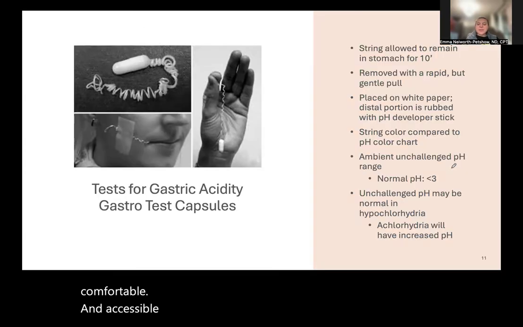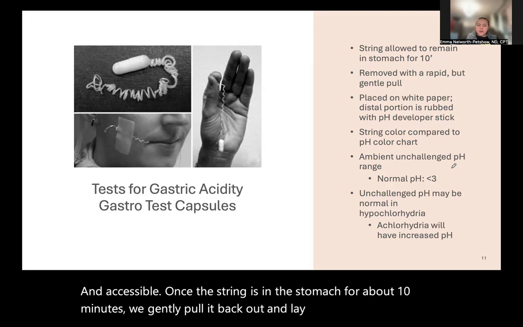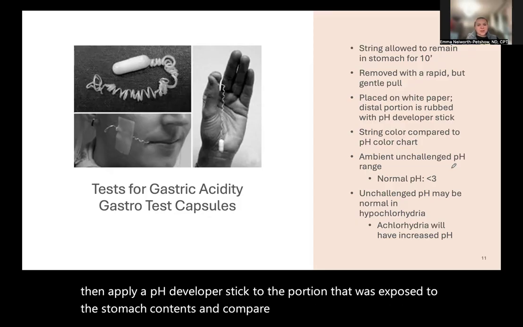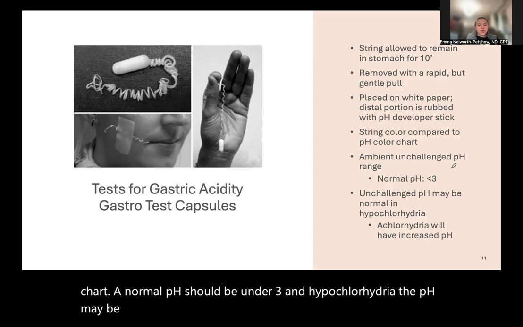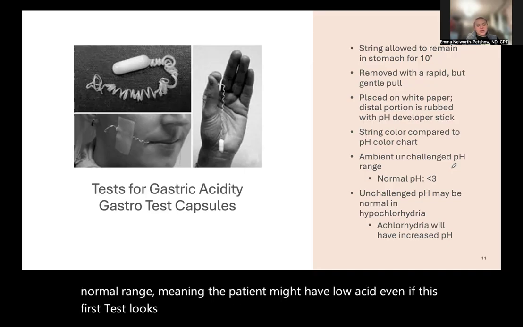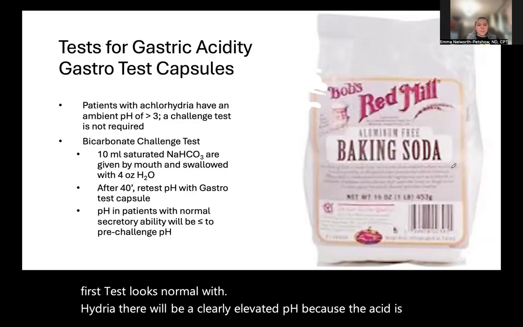Once the string is in the stomach for about 10 minutes, we gently pull it back out and lay it on white paper. We then apply a pH developer stick to the portion that was exposed to the stomach contents and compare the color to a standardized pH chart. A normal pH should be under 3. In hypochlorhydria, the pH may be closer to neutral, but it can still fall into the quote-unquote normal range, meaning the patient might have low acid even if this first test looks normal. With achlorhydria, there will be a clearly elevated pH because the acid is absent.